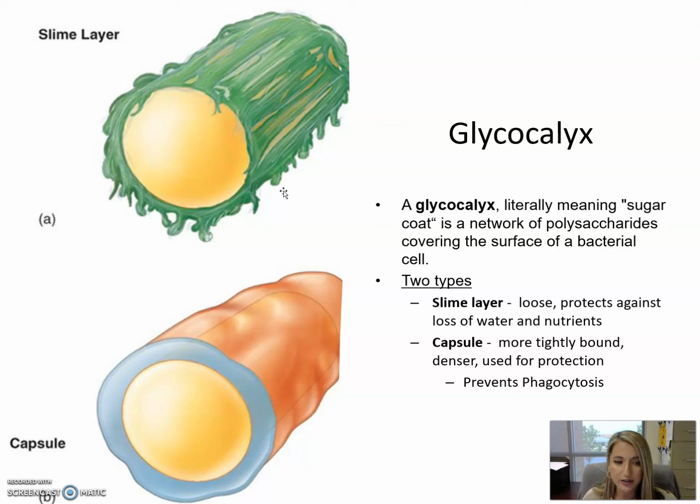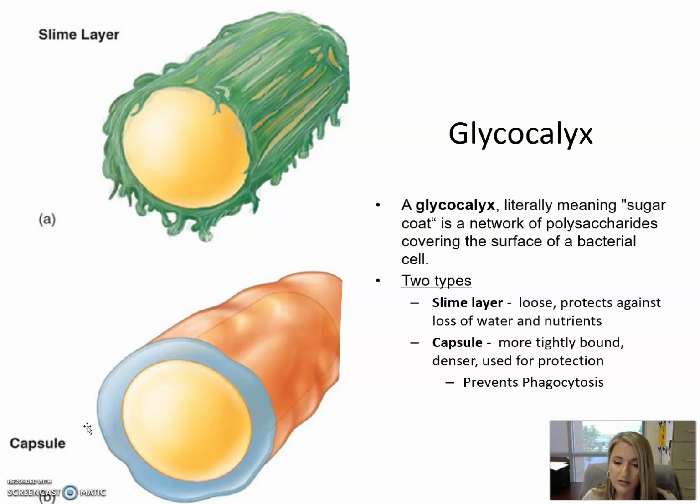The capsule, if a bacterial cell has a glycocalyx that's a capsule, is more tightly associated with the bacterial cell. I think of them as the outer covering of an M&M, so they're more tightly bound to the actual bacterial cell. And what the capsule is going to do is protect the bacterial cell against phagocytosis. Phagocytosis is our body's primary way to clear bacteria.